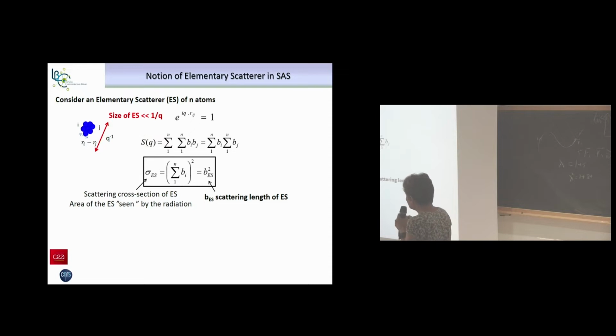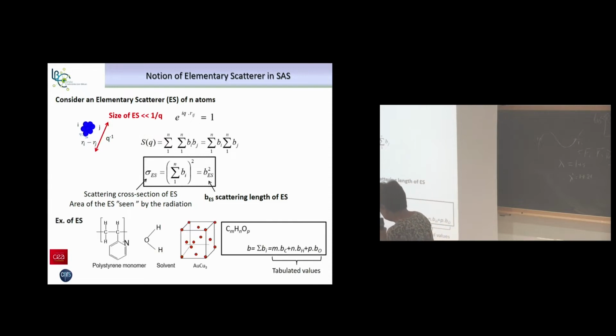So now the scattering cross-section is a simple product of lengths, which is a bit different from the beginning, but this is due to the fact that the elementary scatterer is much smaller than the inverse of the Q vector that we will manage. So B is the scattering length of the elementary scatterer.